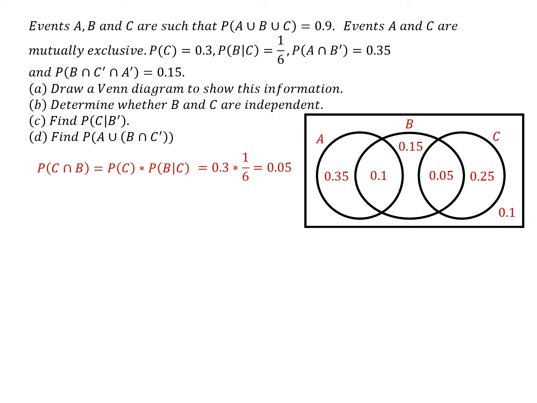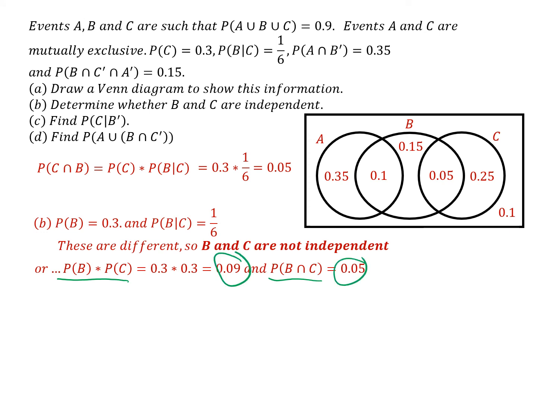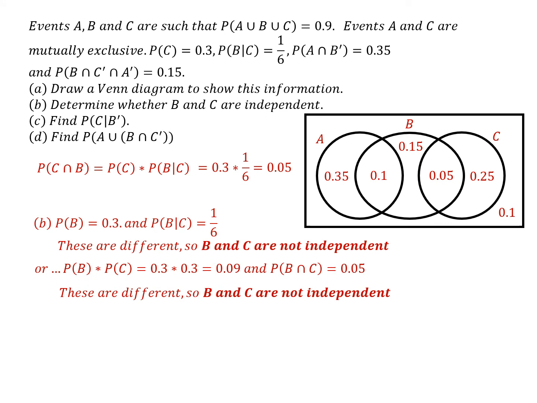Okay, so part B now. Determine whether the events B and C are independent. There are two ways to do that. The first one is to compare the probability of B with the probability of B given C. If they're the same, then B and C are independent. If not, then they're not independent. The other way is to compare the probability of B times the probability of C with the probability of B and C. And you can see they're different to each other. B and C are not independent.